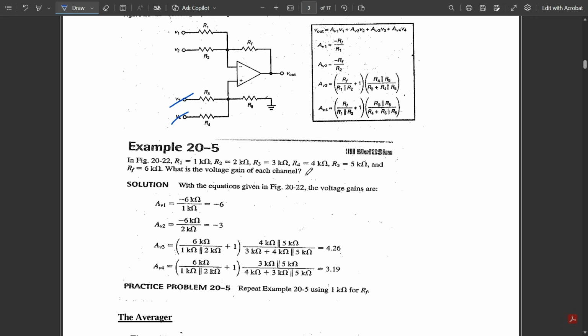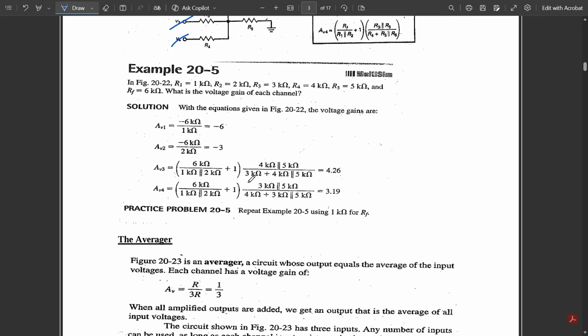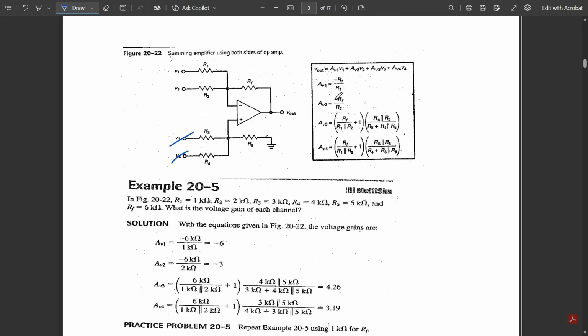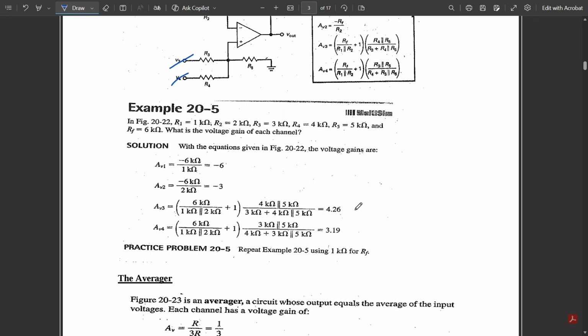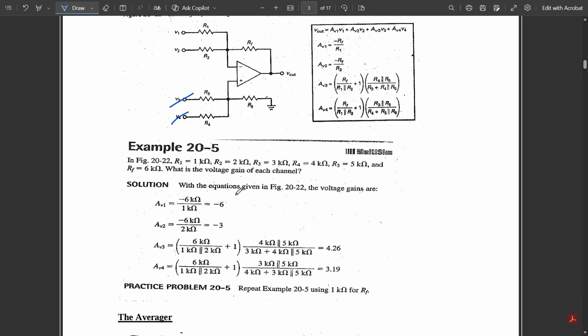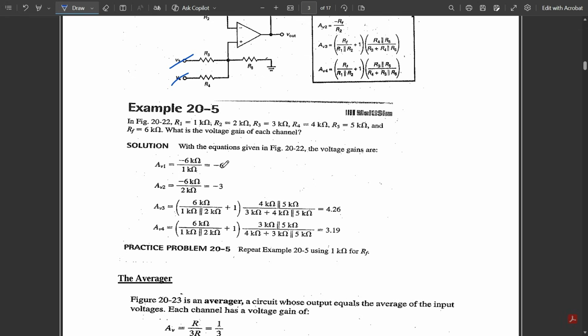They have asked us to find the voltage gain of each channel, that is Av1, Av2, Av3, Av4. This is the formula given to you, and they have substituted it here and found the values for Av1, Av2, Av3 and Av4 at each stage of input. We get Av1 as -6, because the kilo ohm terms cancel and we are left with -6. Av2 is -3, and this equation, if you solve it, you would get 4.26. This equation, if you solve, you would get 3.19.